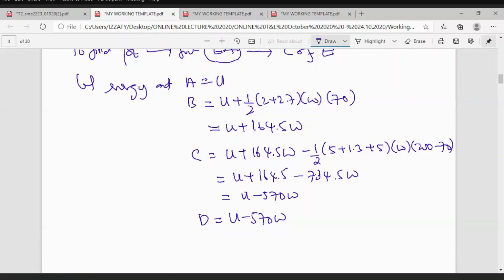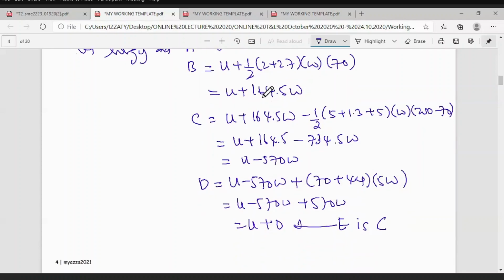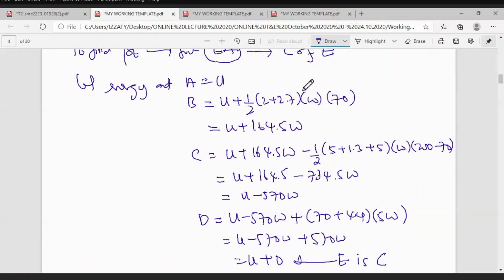This one is 5 plus by, you will have that one is 70 plus 44 multiplied by 5 omega. You'll be getting this one u plus 70 omega, this one plus 570 omega, and then u plus 0. And it is correct because energy is conserved now. Then it's correct. It's very easy to define whether your calculation is wrong or correct.